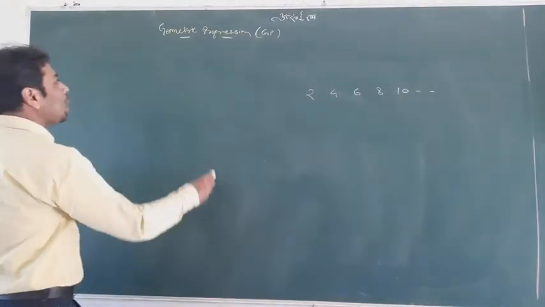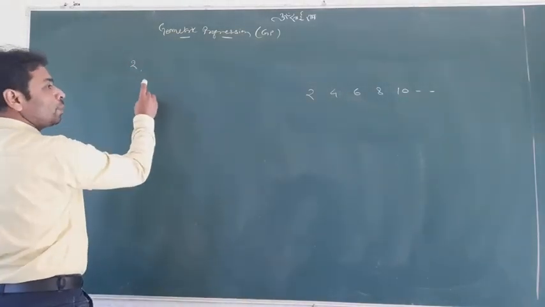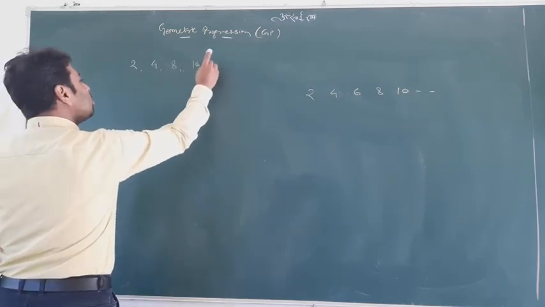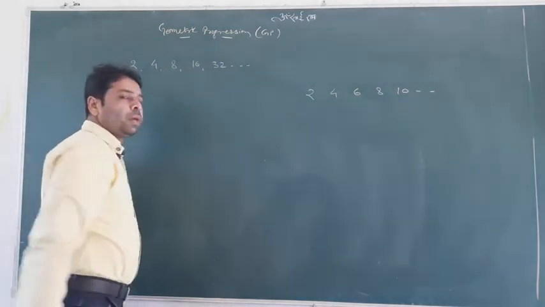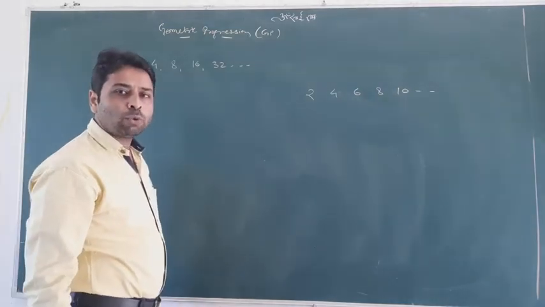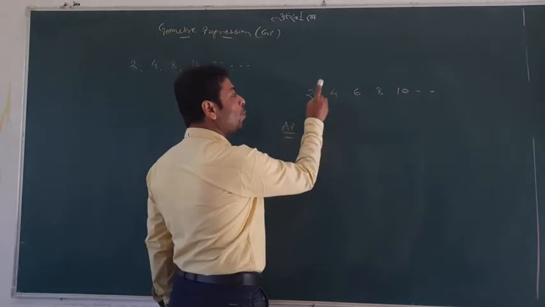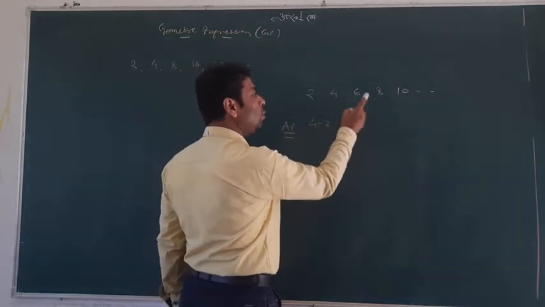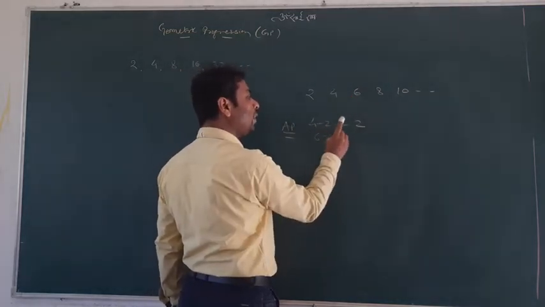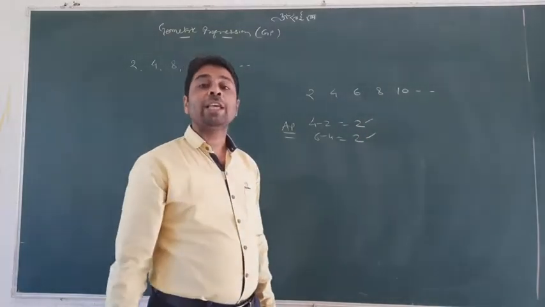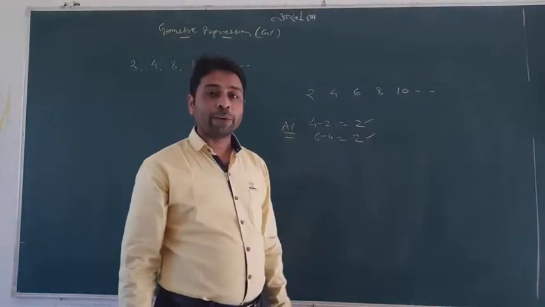I want to put one example to you. 2, then 2 2s are 4, 2s are 8, 2s are 16, 2s are 32 and so on. In a very simple way, I would like to tell you, in AP, we subtract 4 minus 2, we get 2. We subtract 6 minus 4, we get 2. These two are the same and it indicates it is AP, and this 2 is called the common difference.